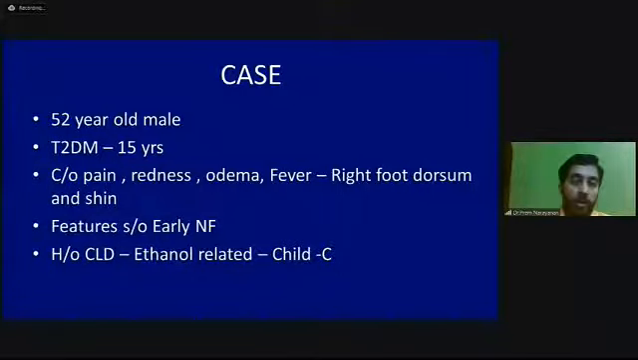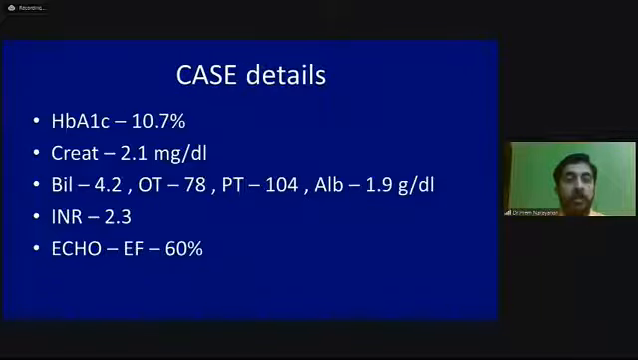So just to start rolling, a case that we can see in our practice: a 52-year-old male, diabetic for 15 years, has presented with the complaints of pain, redness, swelling and fever of the right dorsum and shin, and features are suggestive of an early necrotizing fasciitis. He has a history of chronic liver disease ending up in cirrhosis, ethanol related, and it was Child C. Case details: HbA1c was 10.7 and there is a creatinine of 2.1, maybe an AKI on CKD. Then you can see the deranged LFT, the elevated bilirubin, low albumin, bilirubin 1.9 only, INR of 2.3, there is a coagulopathy, and luckily the heart ejection fraction was 60%, so it was okay.